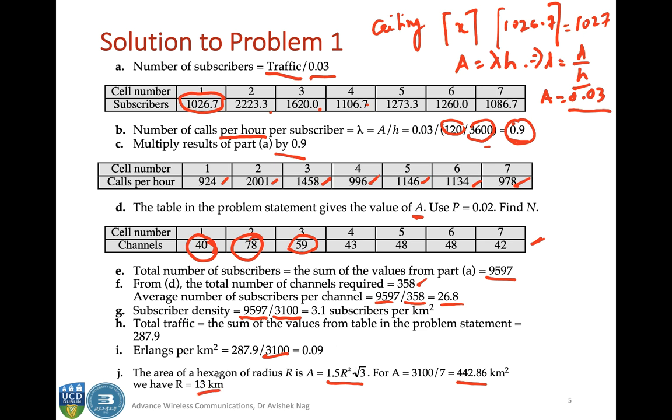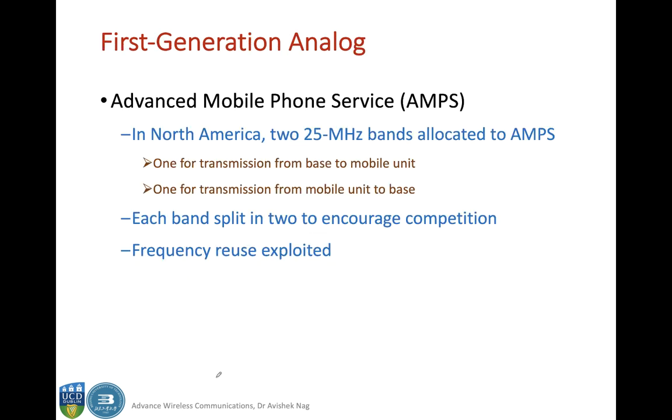So this is an example of a problem for cellular system design. We will do more examples like this in some tutorials later, but let us now move on and look into the other topics that we have for this lecture. So we are talking about cellular mobile networks.